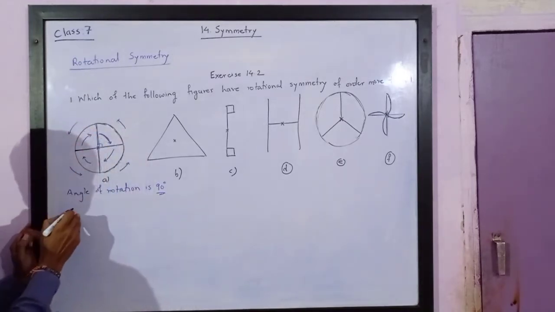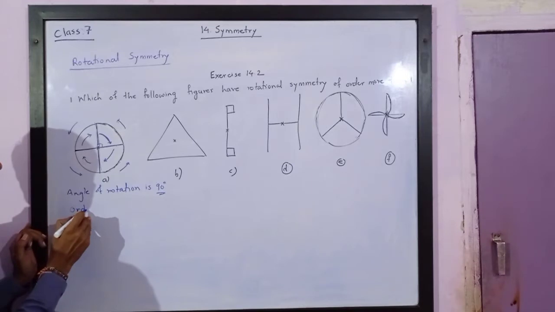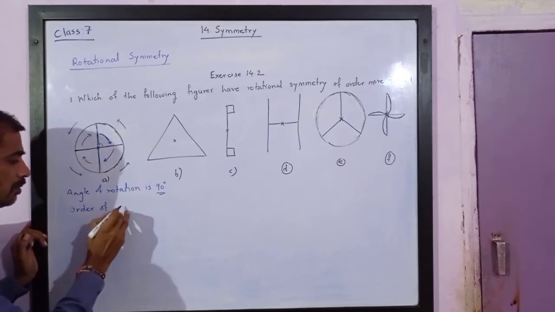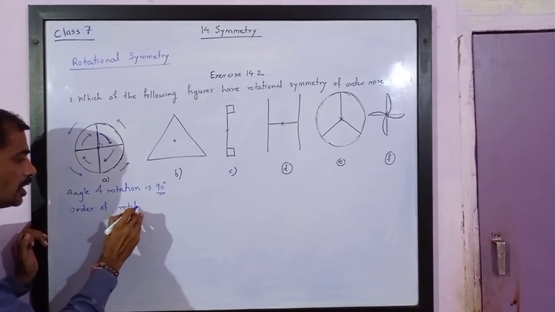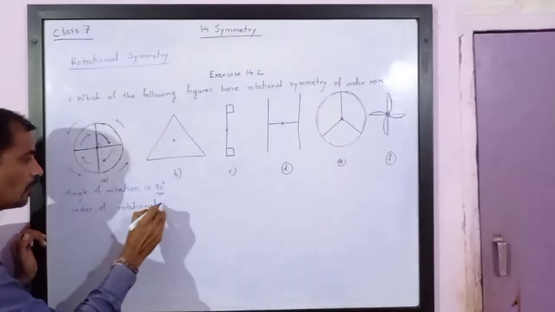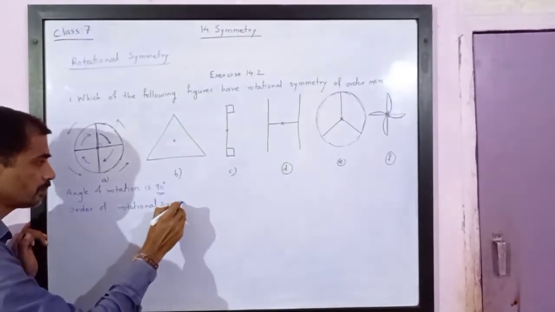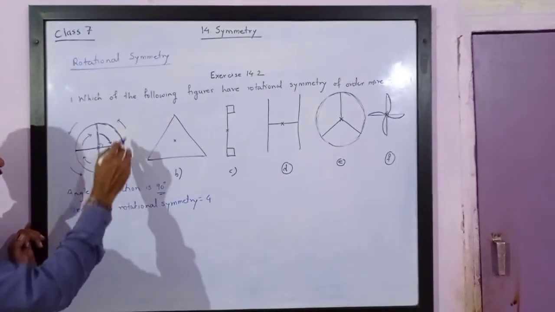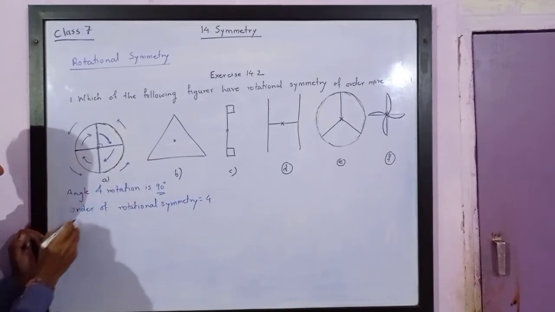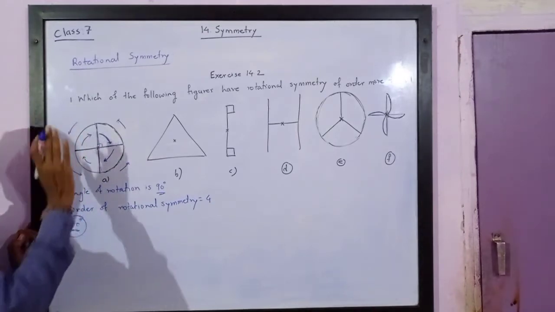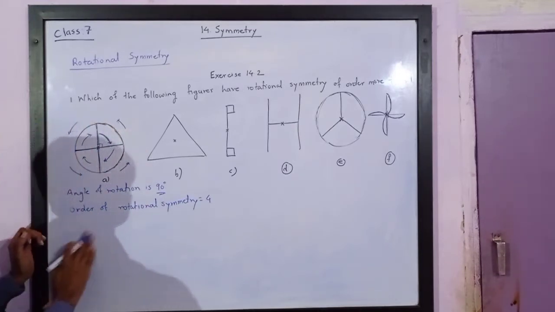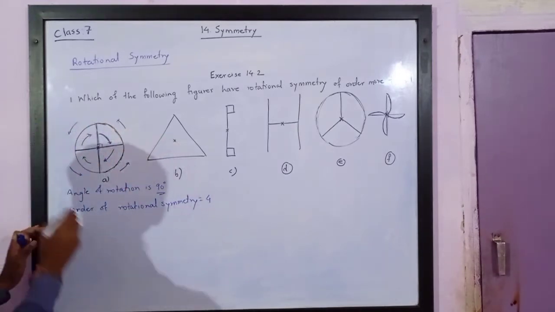So here the order of rotation is the order of rotational symmetry. Order of rotational symmetry is equal to 4. Please note, each time when you rotate after 360 degrees, we get the same figure, exactly each point reaches the same place. Now see the second figure.